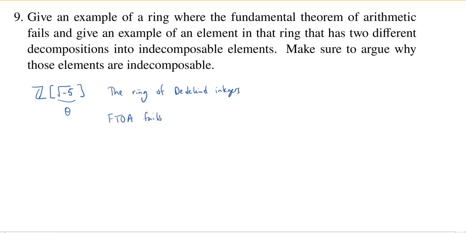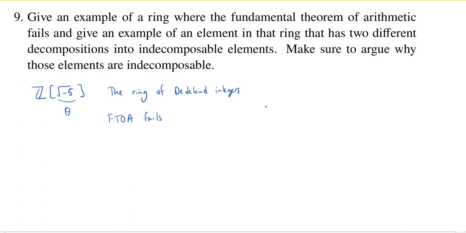Now Dedekind was able to recover some version of it by replacing the numbers in Z[theta] with ideals, and that of course we'll get on to later on in the course. But for now, we're just going to stick with the elements. And what this problem is asking us to do is to actually give an example that shows that it fails by showing that you have some number which can be decomposed into indecomposable elements in two different ways.